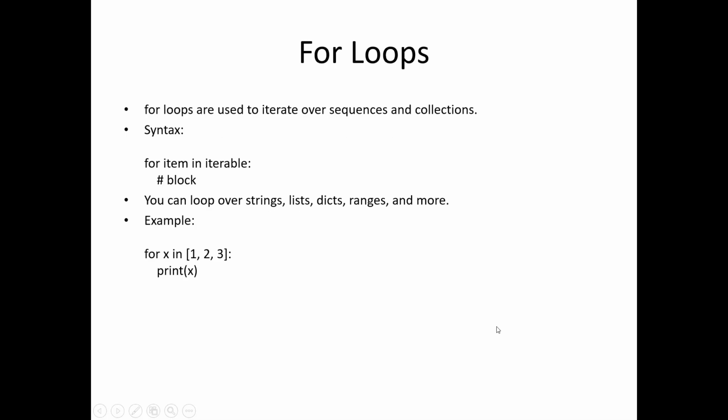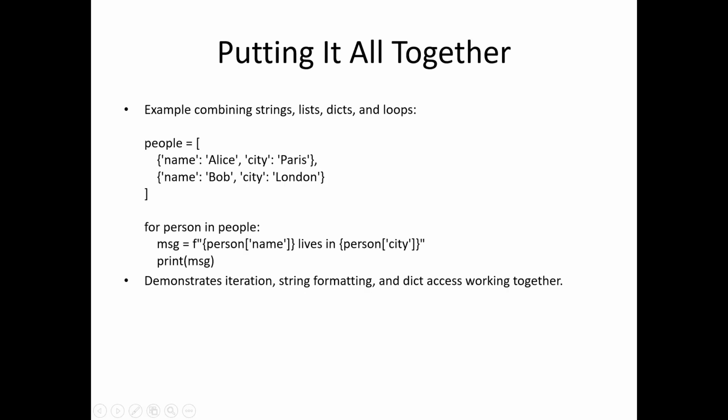Let's learn a little bit about for loops. Python for loops are designed to iterate directly over the items in sequences or collections. You don't need to manage indexes or counters manually like in some other languages. Here we have given a small example of how to run it.